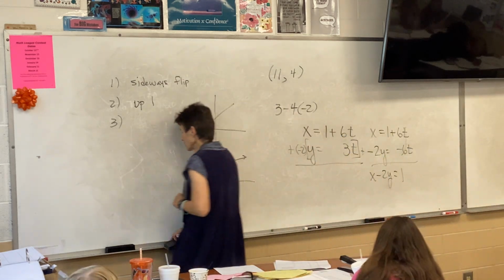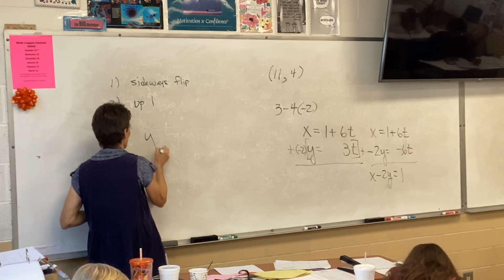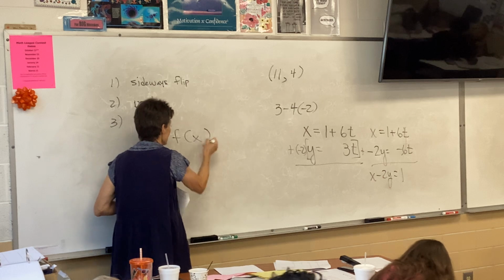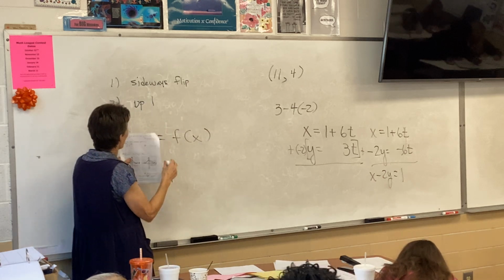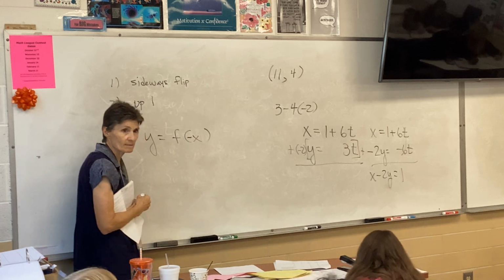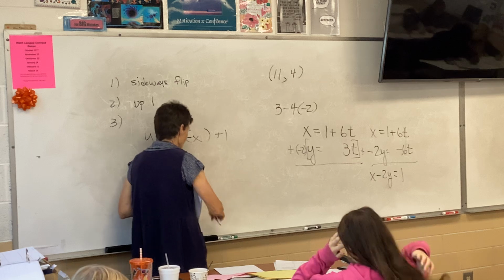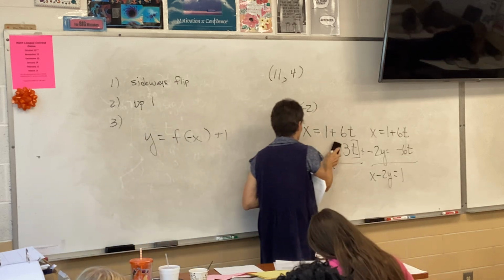So we're going to write an equation. Start off with y equals f of x, and then stick something in it. So how do we get a sideways flip? Negative on the x. How do we get an up 1? There you go. There's the answer to the question.